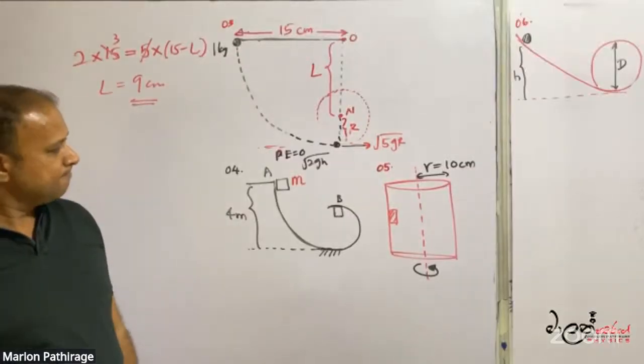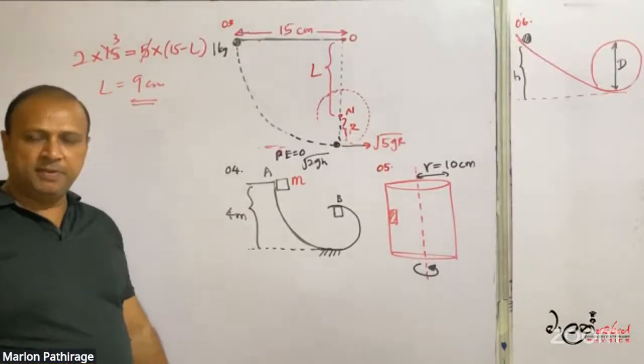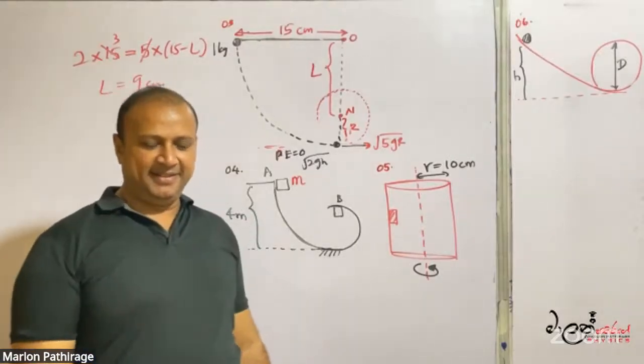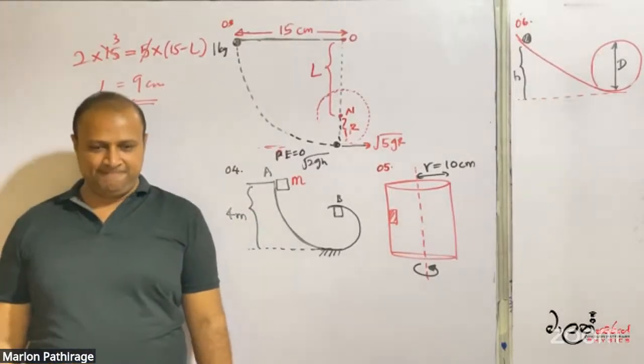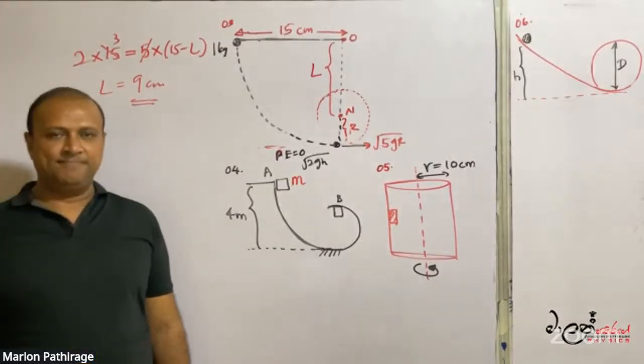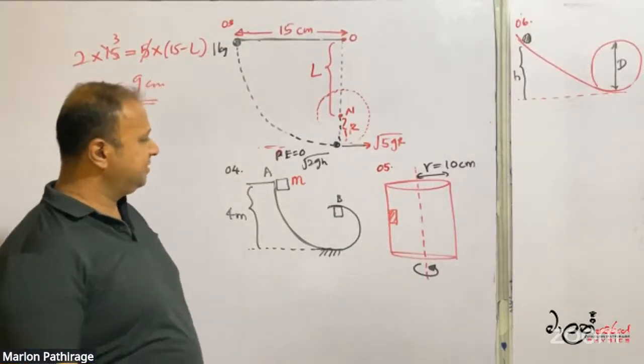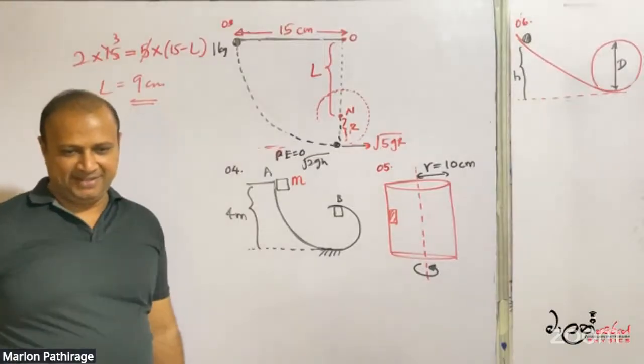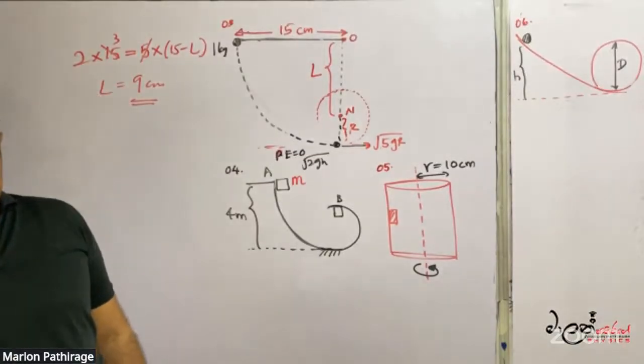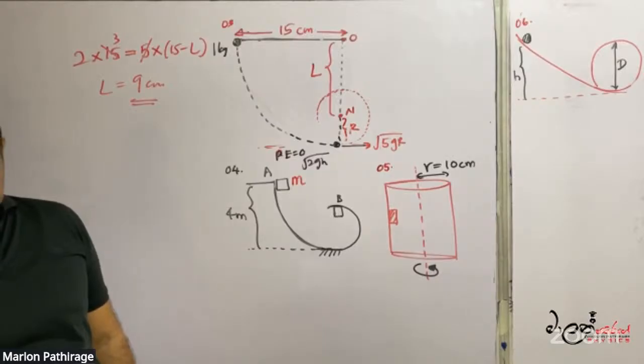Hello. Now question number 4. Question number 4, what is the answer? Question number 4, what is the answer? Shashindu? Lasit? Gandhi? Yasabi?